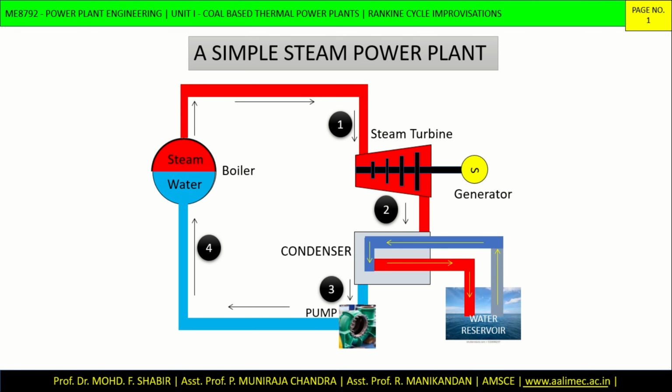So here you can see the flow diagram of a simple steam power plant. The four main components are boiler, steam turbine, condenser and pump. Our aim is to improve the efficiency of a simple steam power plant which works on Rankine cycle.